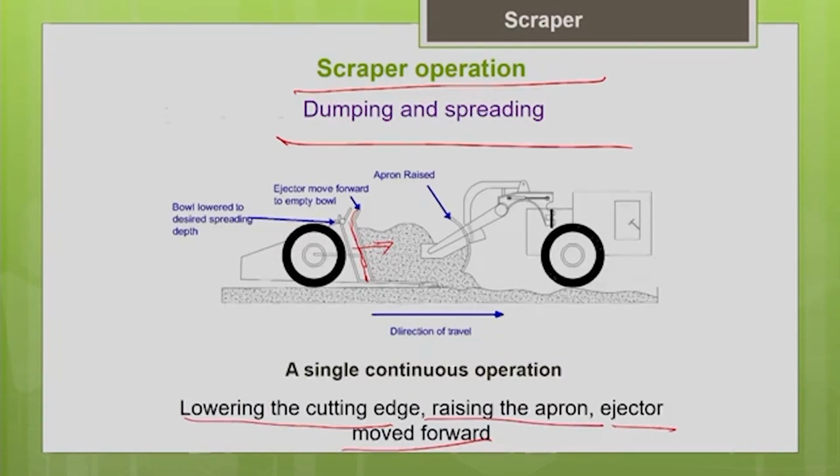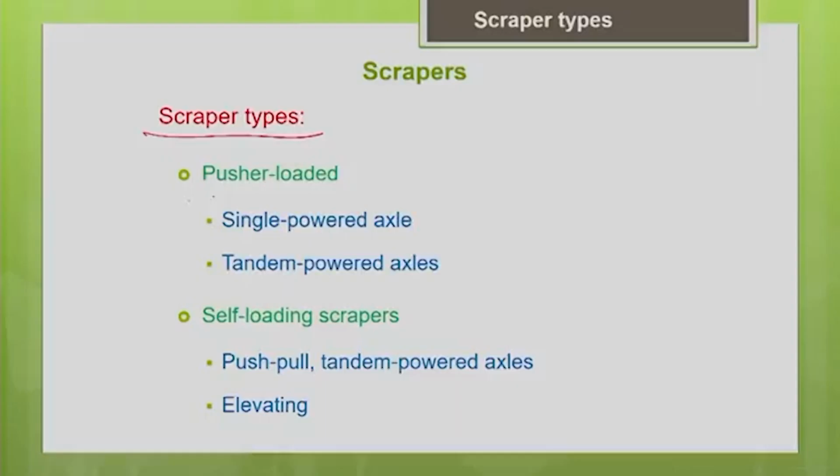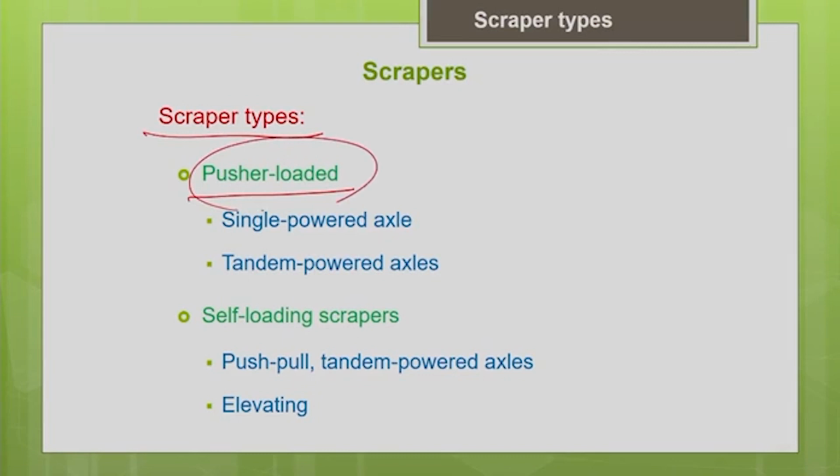So this is about the scraper operation. Now let us discuss the types of scrapers. There are different types of scrapers. In this we have classified based on whether the scraper needs assistance from other machines during its loading operation or not. Pusher loaded means that the scraper needs the assistance of a pusher, a tractor, or a bulldozer during its loading operation. Those scrapers are called pusher loaded scrapers.